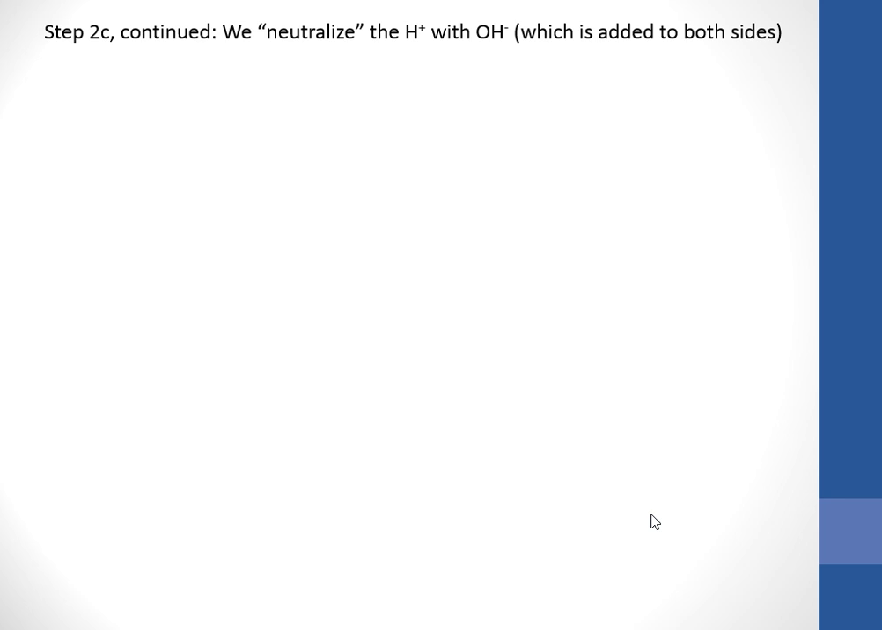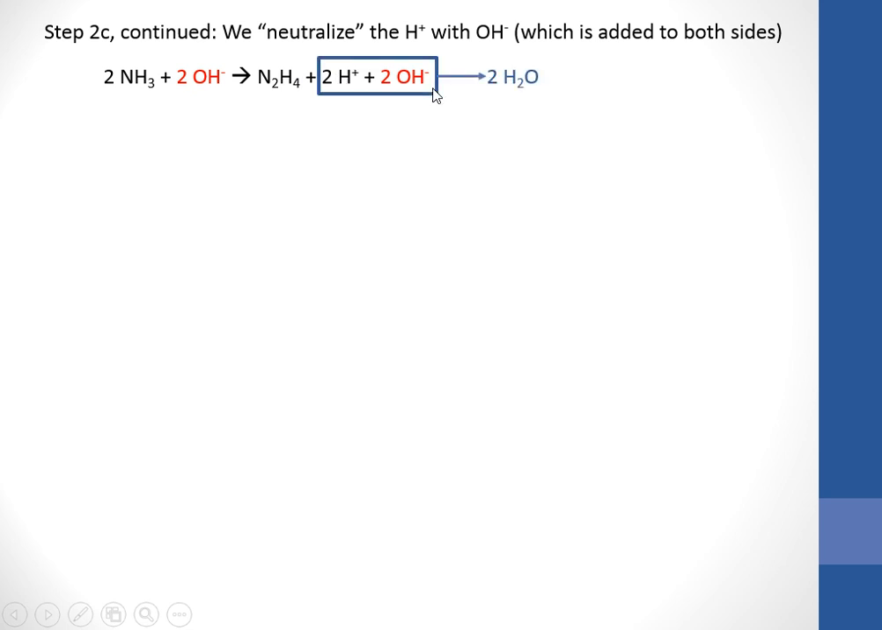With step 2c continued, we now need to neutralize the H+ with OH- since we are in a basic solution. In our first half reaction, because there was 2 H+ added to the product side, we now need to add 2 OH- to the product side to neutralize it. And to keep this half reaction mass balanced, we must also add 2 OH- to the reactant side. Now this 2 H+ and 2 OH- can be combined to create 2 water molecules.